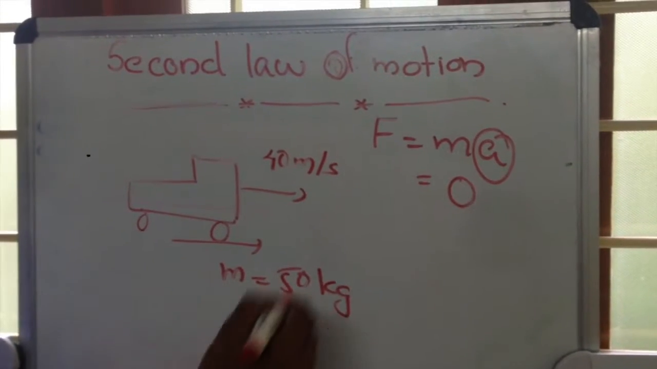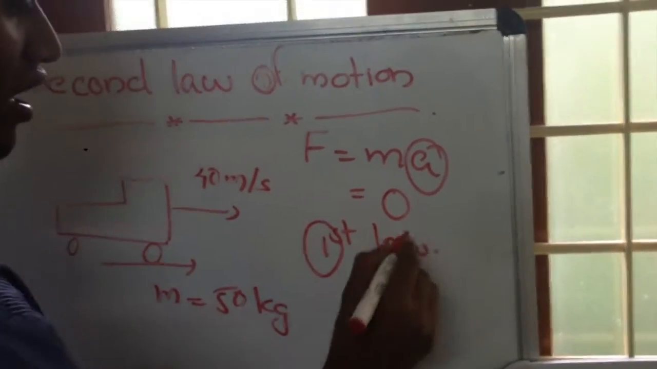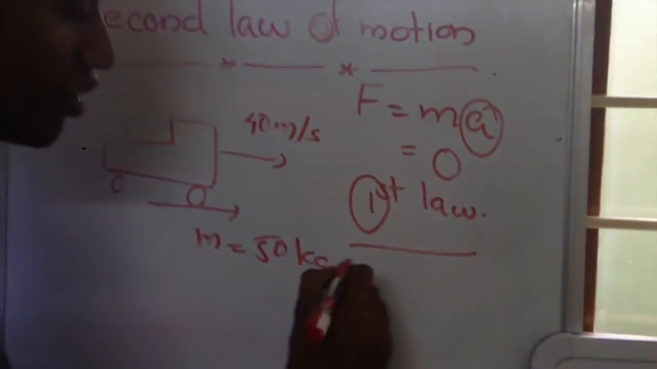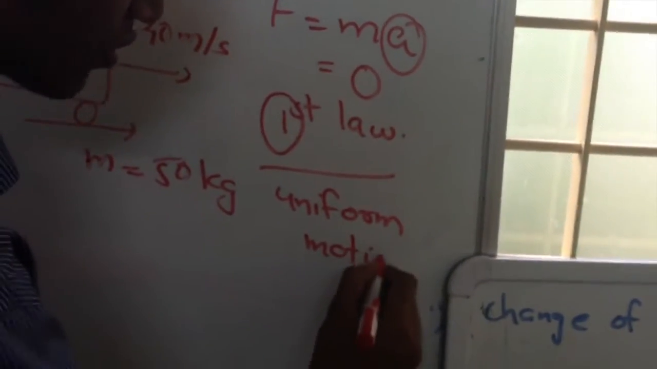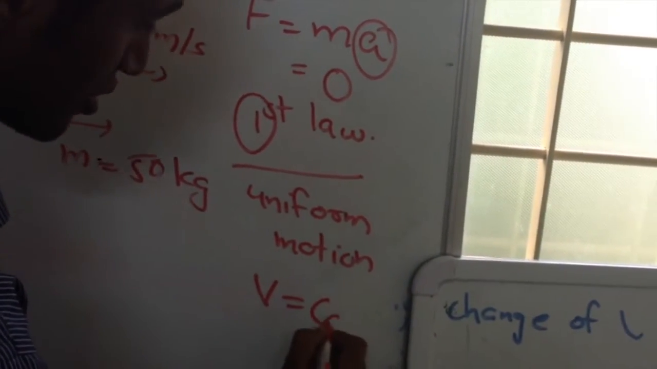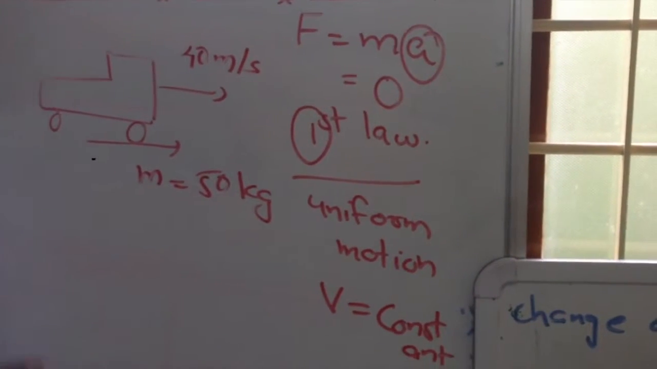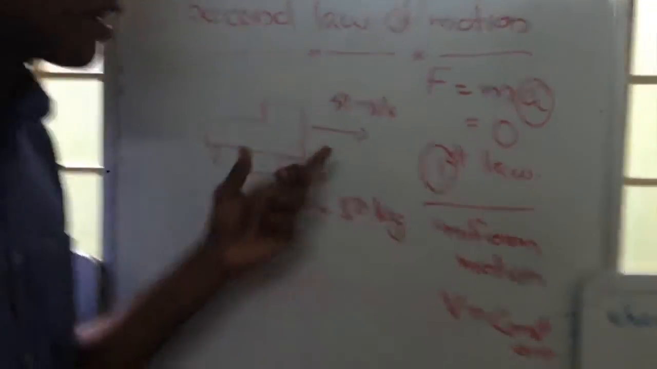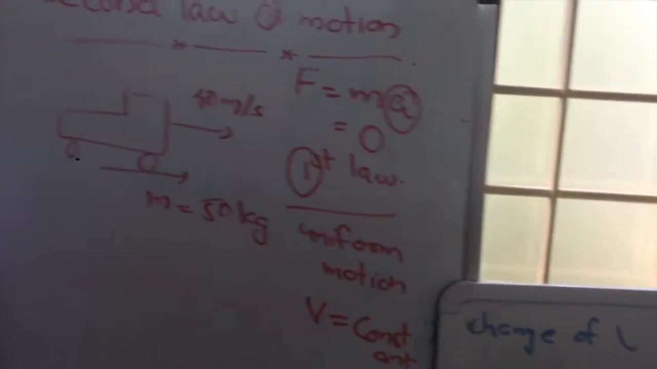We have studied Newton's first law, which states that every body continues to be in its state of rest or uniform motion. Uniform motion means velocity is constant. So for the velocity to be constant, the first law states the net external force should be 0. This vehicle can move in a constant velocity only if the total force is 0.